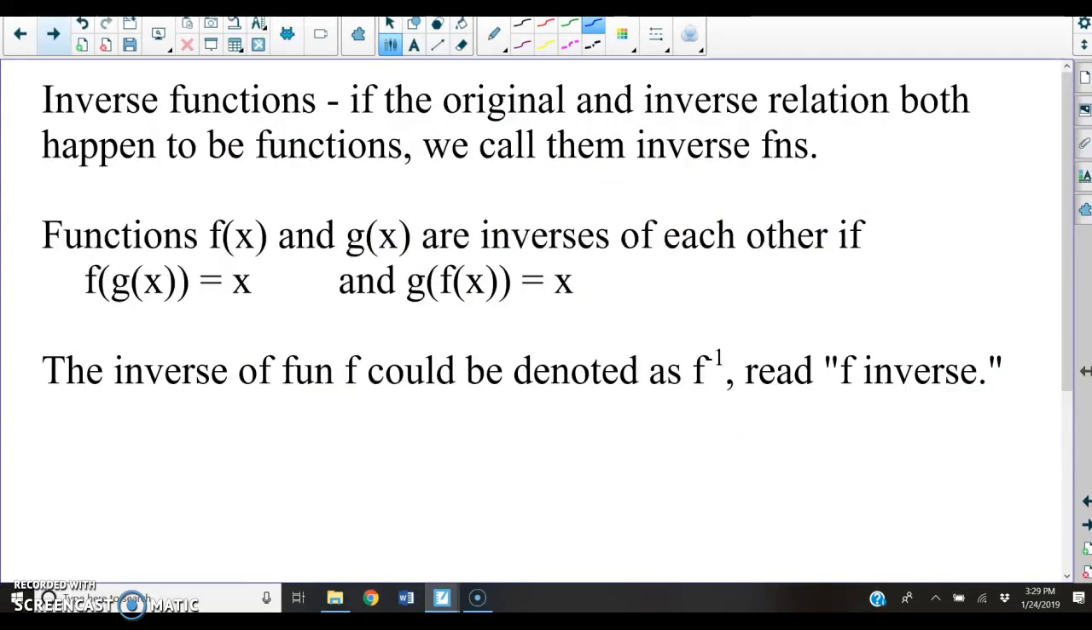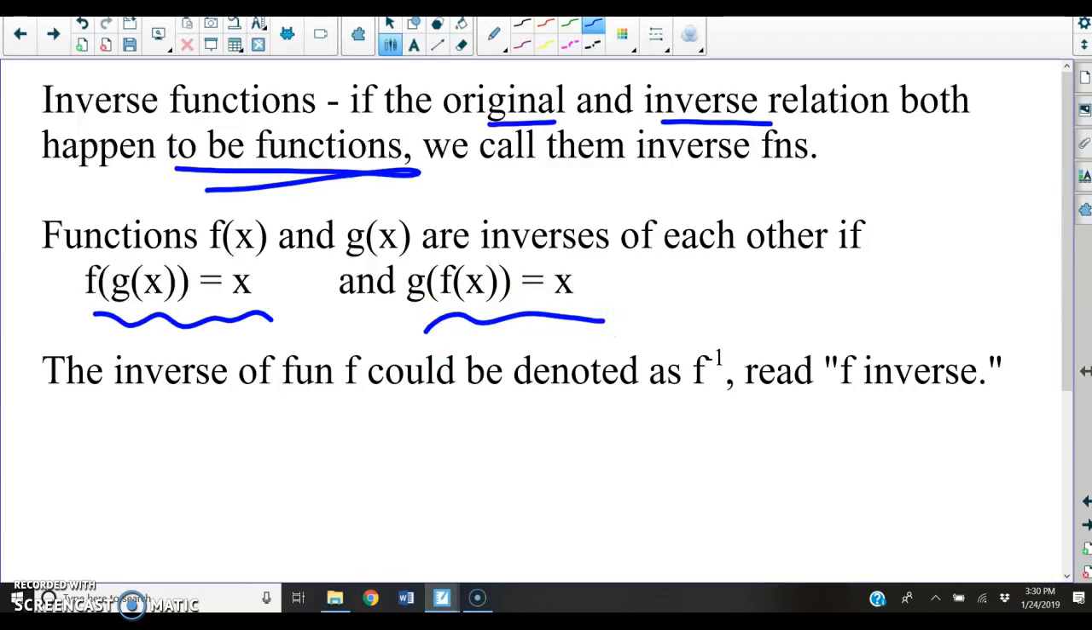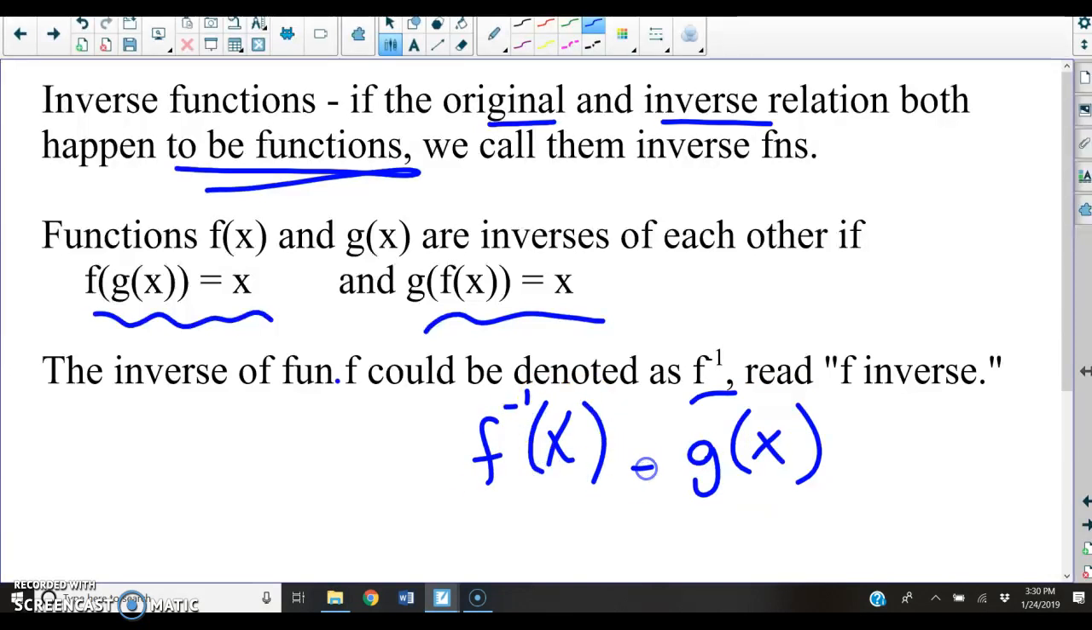Okay, for inverse functions, all we have to realize is that the original and the inverse relation are both functions. When they are inverse functions, composition undoes each other. The inverse of function f could be denoted as f inverse rather than g of x. You could do f inverse, or you could say the inverse is g of x. We don't say f to the negative 1, that would be reciprocal. We read that as f inverse.